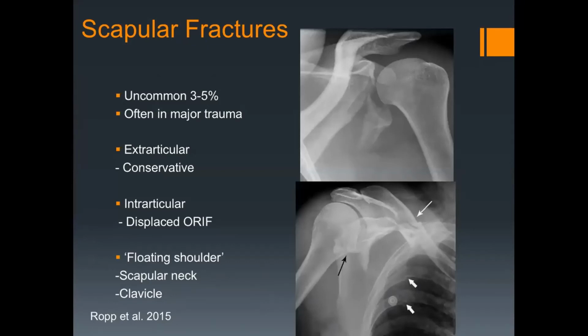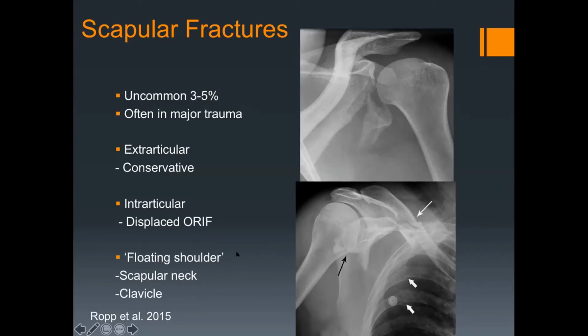So moving on to scapular fractures. Aside from those seen in anterior dislocation, these are relatively uncommon, and we often see them in the context of major trauma. The majority of extra-articular fractures are managed conservatively. So, for example, those affecting the scapular blade, the coracoid, or the acromion can be managed conservatively unless significantly displaced. However, intra-articular fractures, for example, in this case you can see an intra-articular fracture extending through the neck and the articular surface of the glenoid with significant displacement. So this sort of fracture would be managed with open reduction internal fixation.